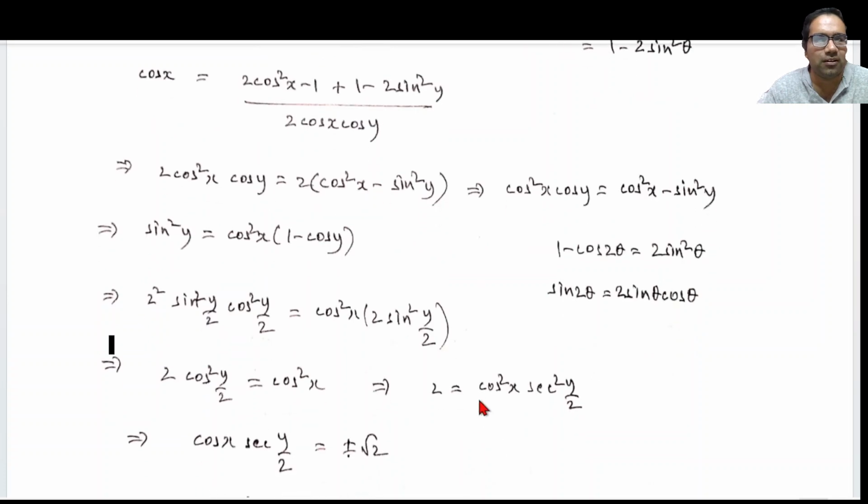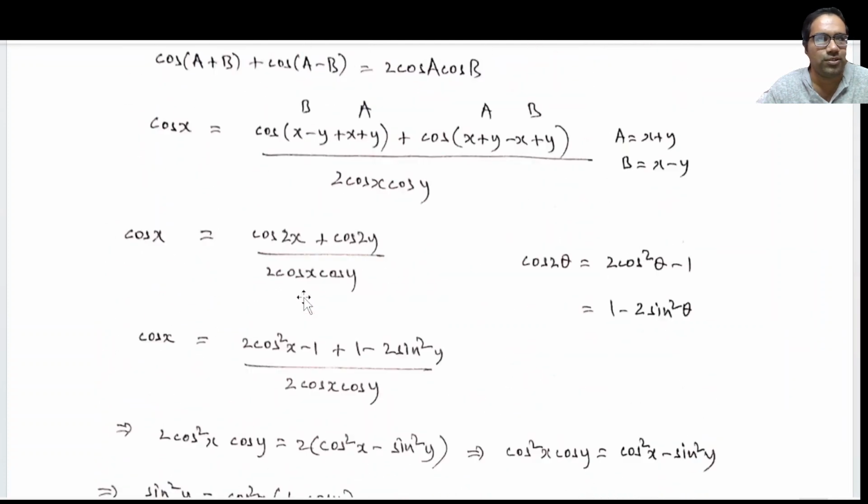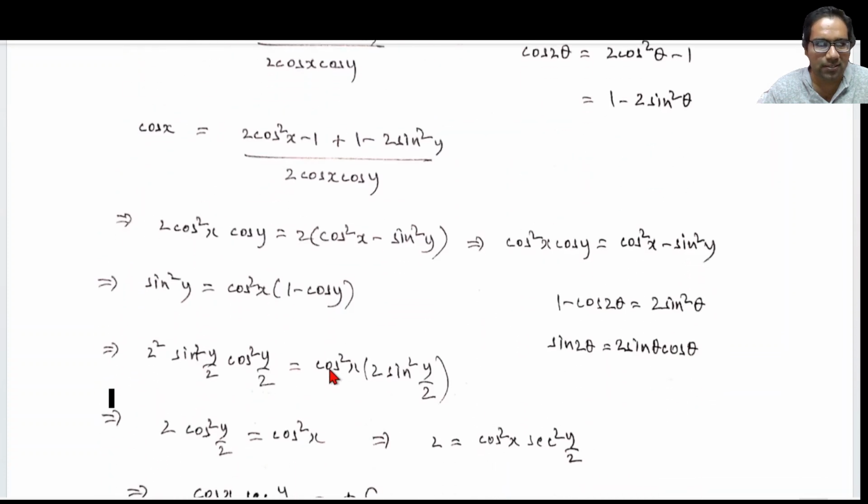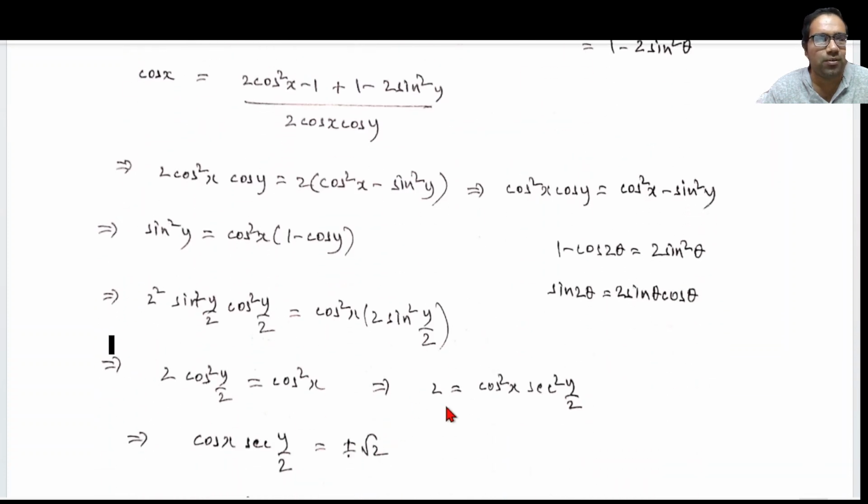Right, what does that mean? Cos x secant y by 2 is equal to plus or minus square root 2. Right, we take square root on both sides. Right, this is the question. Cos x and secant y by 2, what exactly is this? That is plus or minus root 2.